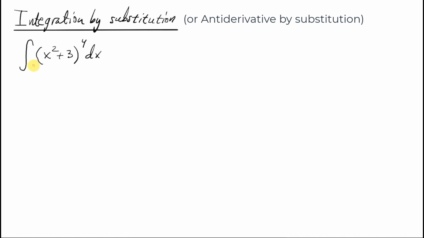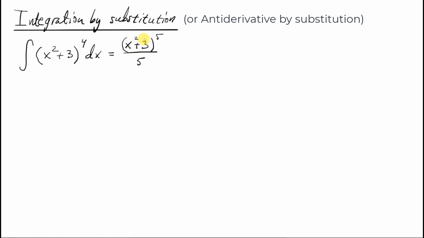Let's say you want to find the antiderivative of this one. That's not so simple, because you can't just add 1 to the power and divide by 5. Because if you now take the derivative of this one, you will not get this one. Because the outer derivative, the 5 will drop down and cancel to that. So the outer derivative will give you this.